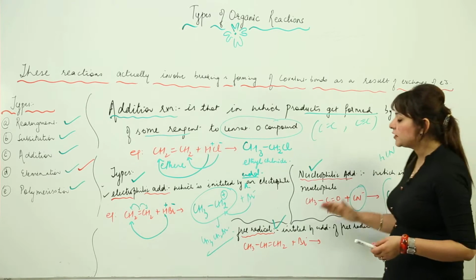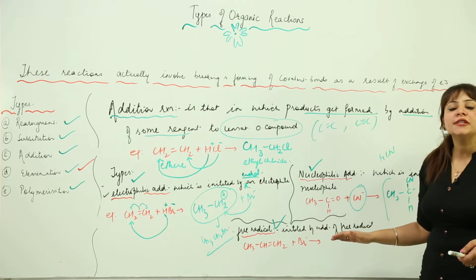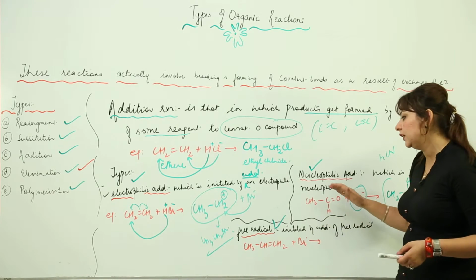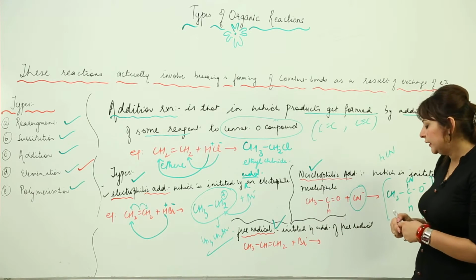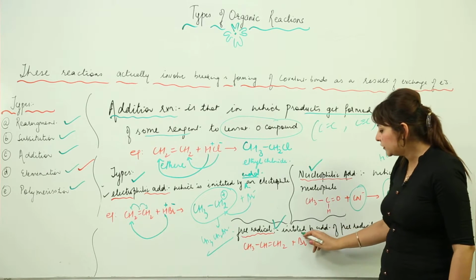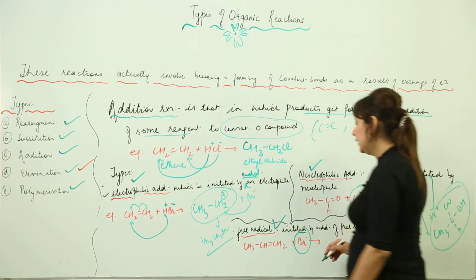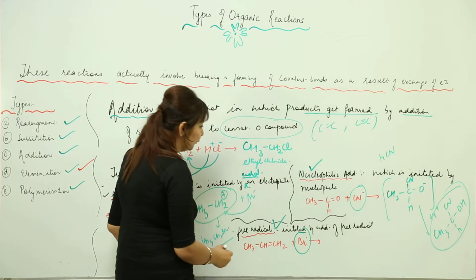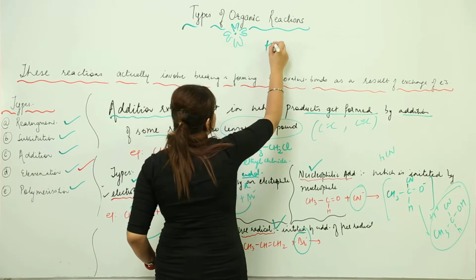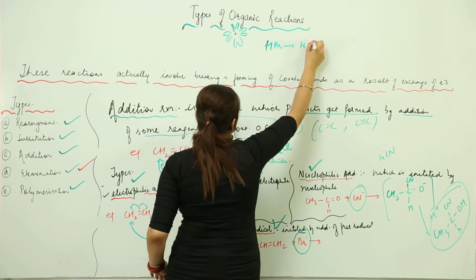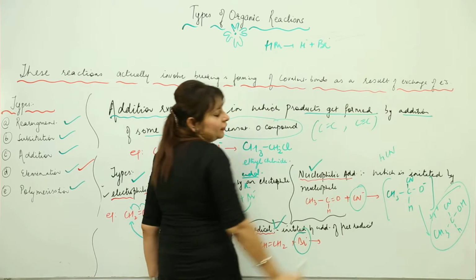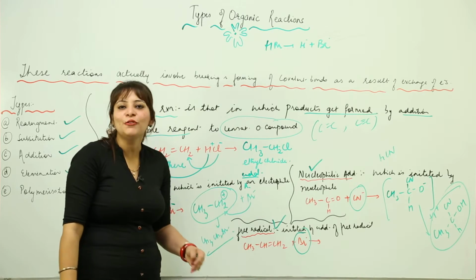Now, if it is initiated by the addition of a free radical, obviously it is called a free radical addition reaction. So, just see what happens here. Suppose this is my Br. I will take a proper example to show you within this reaction. Let us see, it is HBr. It undergoes homolytic fission, resulting in the formation of free radicals.